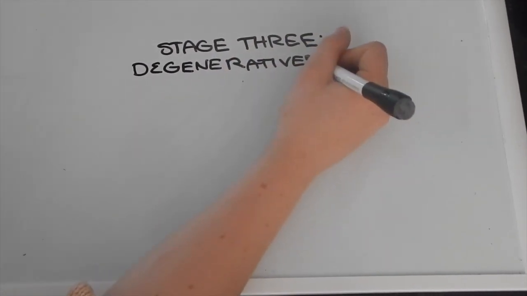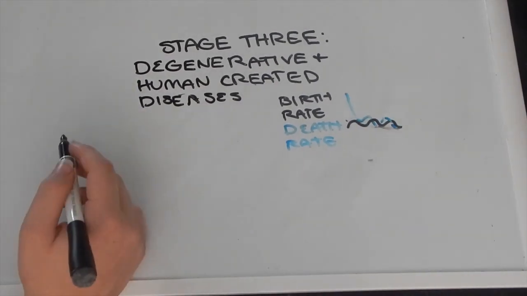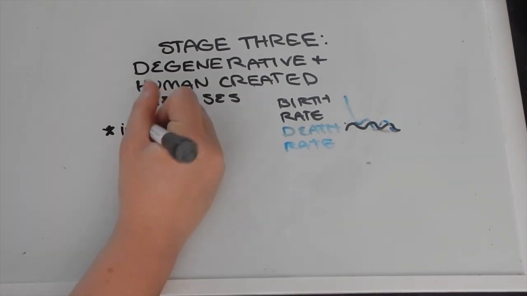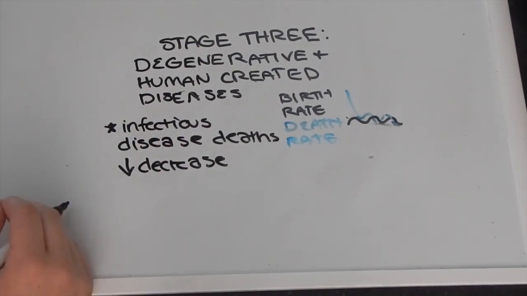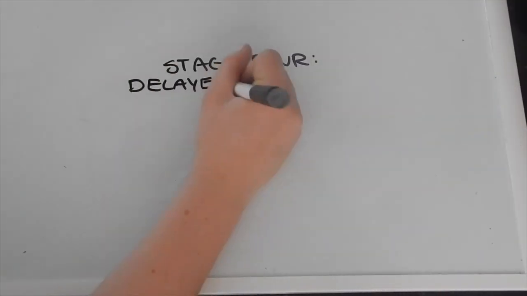Stage 3 of the ETM model is characterized by degenerative and human-created diseases. The deaths occurring from infectious diseases decrease, and we're living long enough to finally see natural diseases. The death rate finally drops in this stage and balances out with the birth rate.